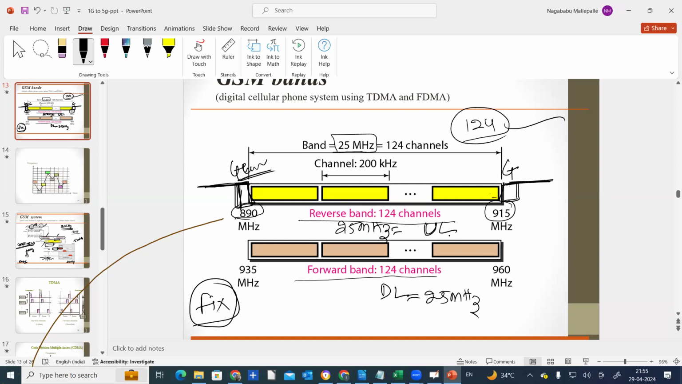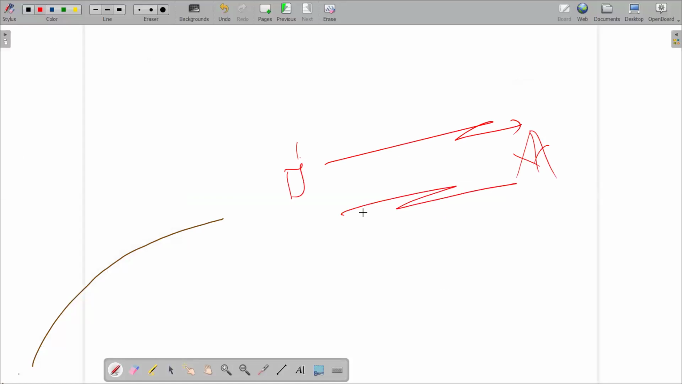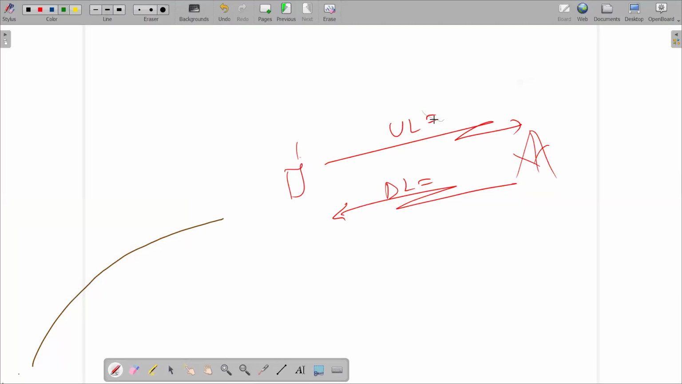I'll write here in terms of the uplink band. This is my mobile. This is uplink, this is downlink. Here 890 to 915 is fixed for the uplink, for any operator.